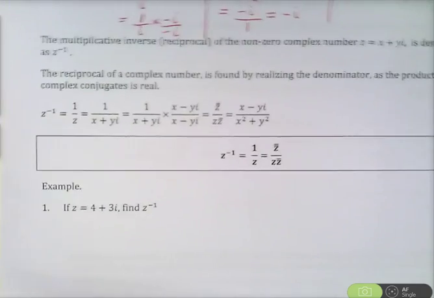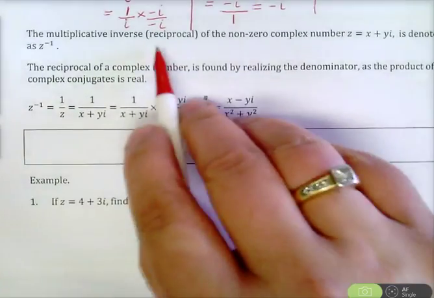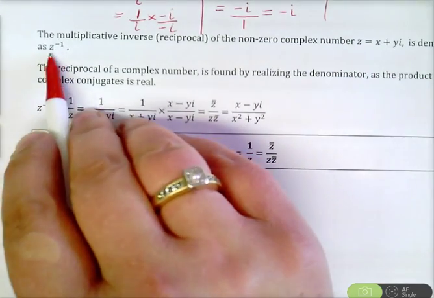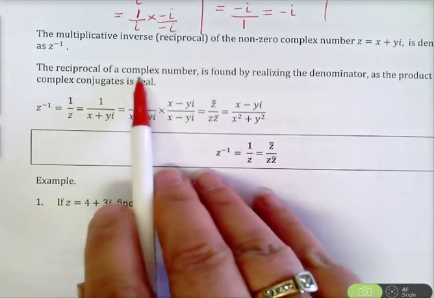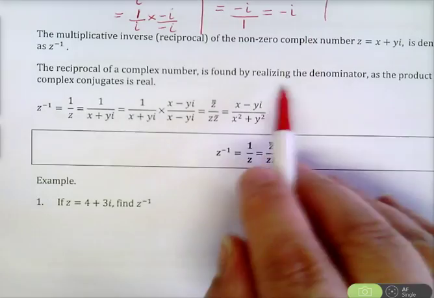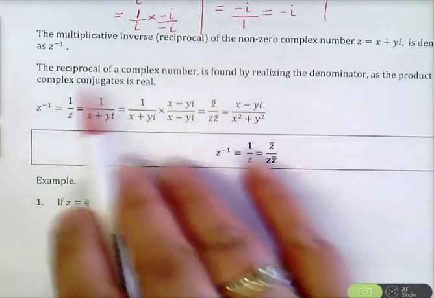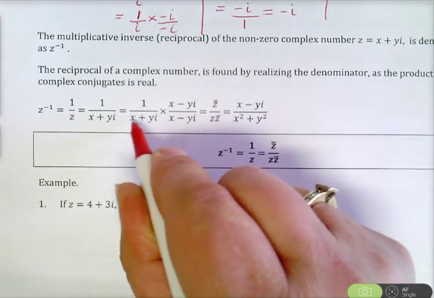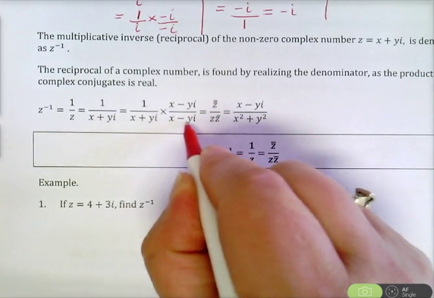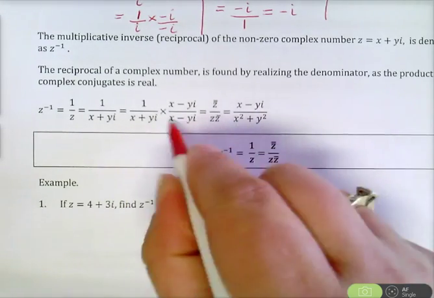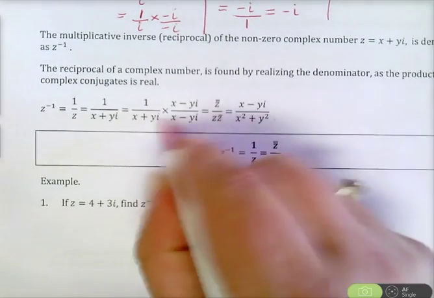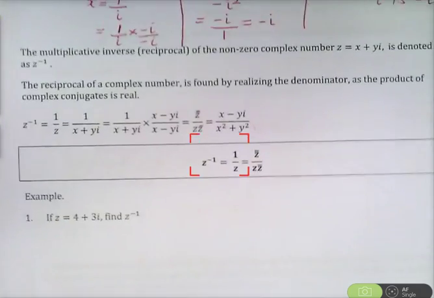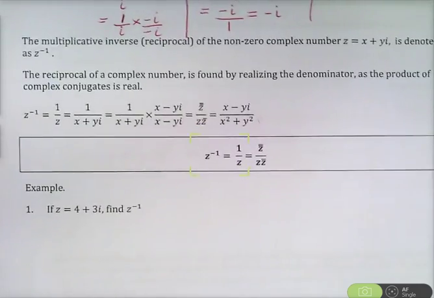Okay, now the multiplicative inverse or reciprocal of a non-zero complex number x plus yi is denoted or written as z to the power of -1. So the reciprocal of a complex number is found by realizing the denominator, as the product of complex conjugates is real. So we know from before that when we multiply x plus yi times x minus yi, the product of those two is a real number.